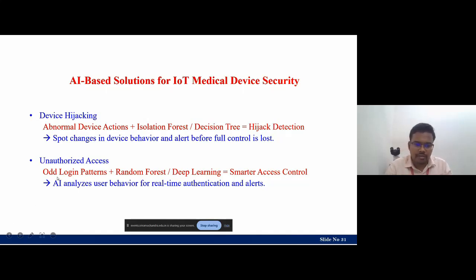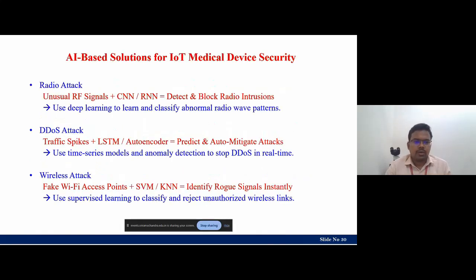So we can identify odd login patterns by analyzing the behavior of real-time authentication and data patterns. With the help of random forest and deep learning, we can do smart access control. We can predict and secure the devices from unauthorized access. So these are the five types of major impact-creating attacks.